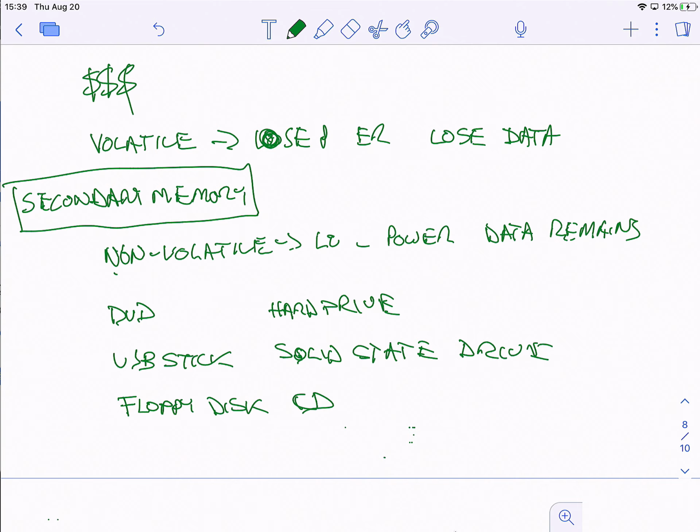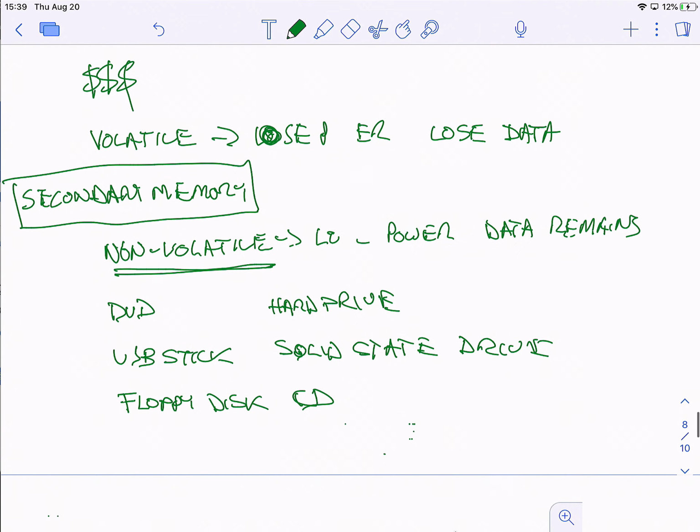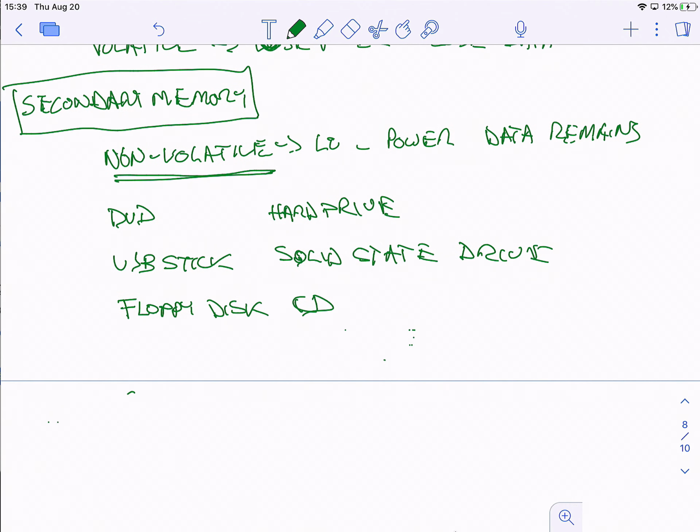Now, it's really cool that it's non-volatile, and it's also a lot less expensive than main memory. So then the question is, well, if it's a lot less expensive and when you turn the power off, it remains, why don't we just have everything be secondary memory? And the reason why is that secondary memory is really slow compared to main memory.